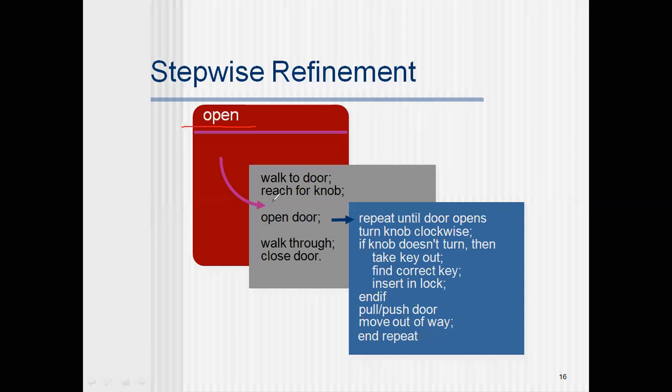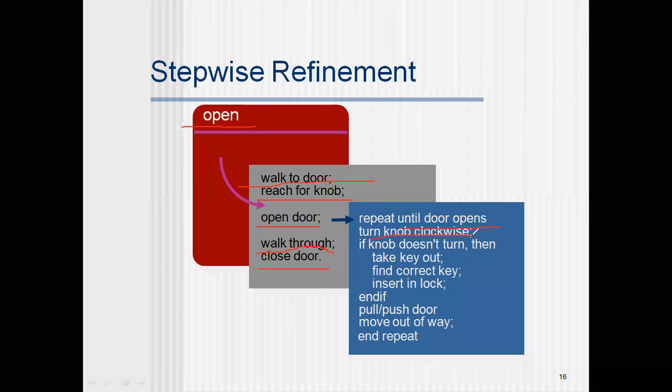So what does it include? First step, walk to the door. Second, reach for the knob. Turn that knob for opening the door, walk through that door, close the door. These are the steps involved in opening the door. If the knob is a little bit stuck, what we have to do is repeat: repeat until the door opens, turning the knob clockwise until the door opens.